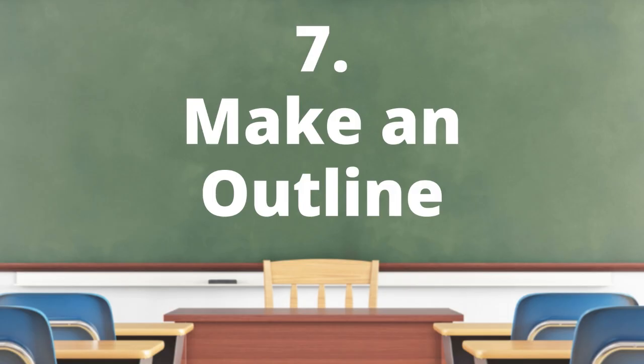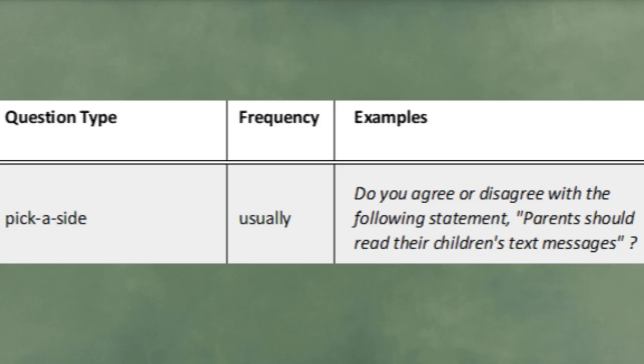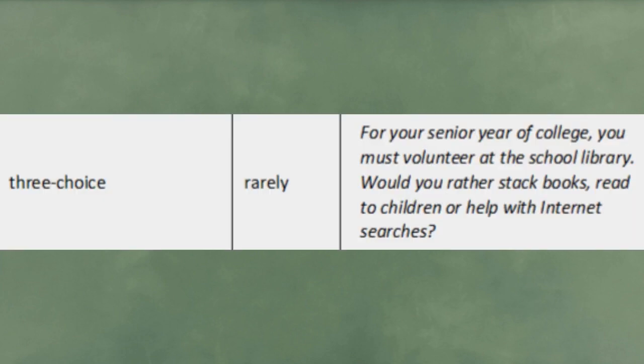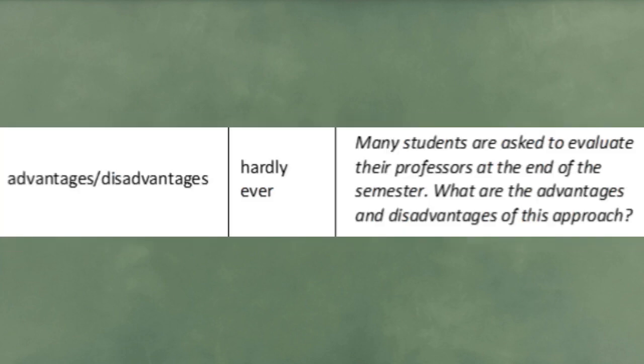Make an outline. Making an outline is a good idea for any writing task, but especially important for independent writing. Unlike the integrated essay, this answer must come completely from you. With only 30 minutes to write your answer, it is important to come up with a plan first. Here are the kinds of questions you can expect. Do you agree or disagree with the statement? What is your opinion on the topic? Which one would you choose, A, B, or C? What are the advantages and disadvantages?